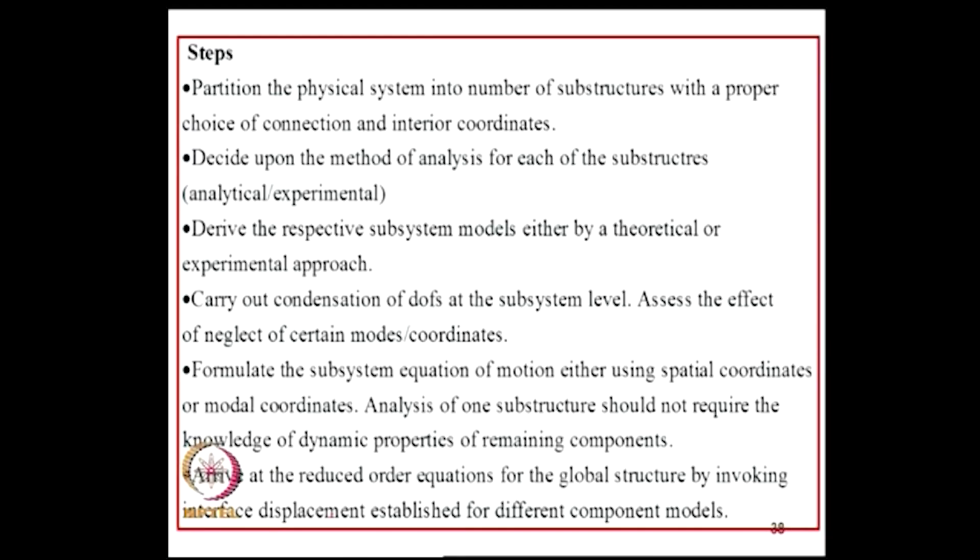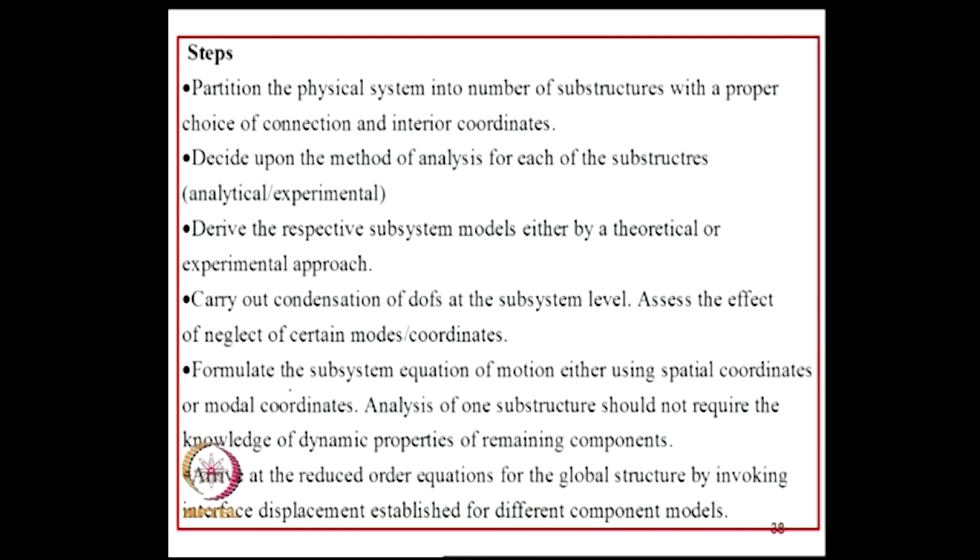Now, typically what are the steps involved in this? We partition the physical system into a number of substructures with a proper choice of connection and interior coordinates. We need to decide upon the method of analysis for each of the substructures, that means analytical or experimental. We have to derive the respective subsystem models by a theoretical or experimental approach. Then we need to carry out condensation of degrees of freedom at the subsystem level, and assess the effect of neglect of certain modes and coordinates.